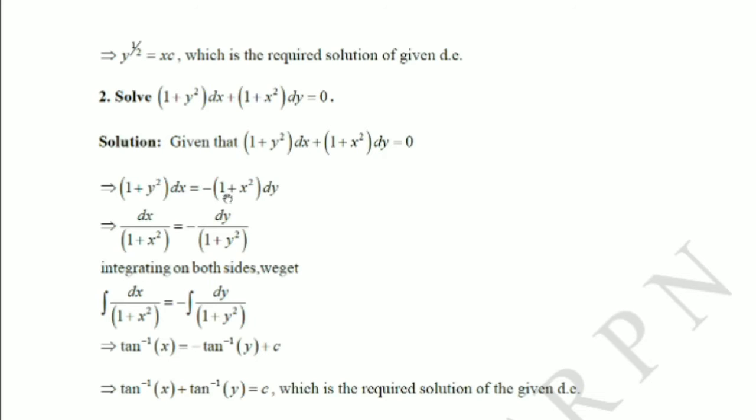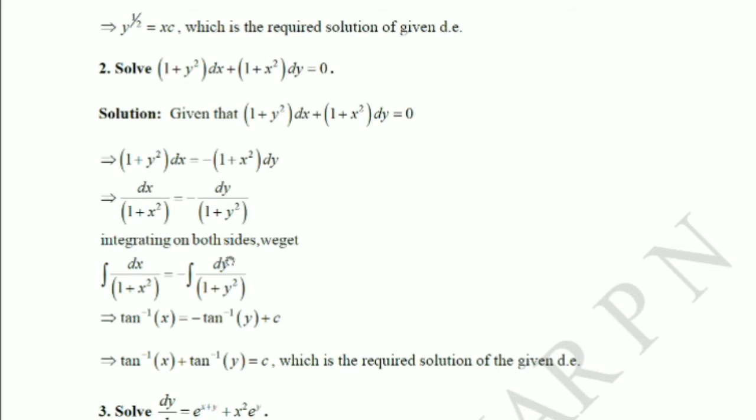Now, with dy, I want only terms of y. So, I don't have to keep this 1 plus x square. Let me send this to this side. That becomes dx divided by 1 plus x square, and this is equal to minus dy divided by 1 plus y square. Now the terms are separated, hence we can integrate this.